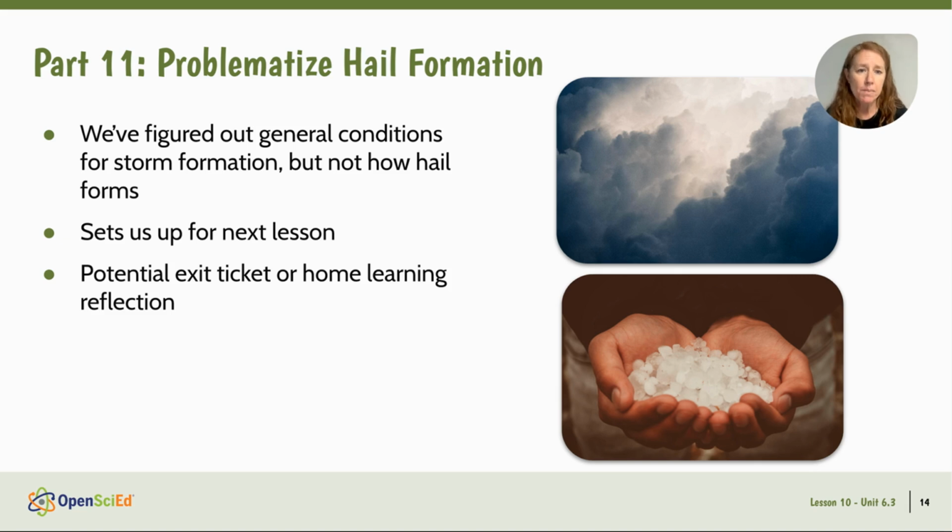A final key moment is at the end of this lesson on day 2. So we want students to reflect on what we still need to figure out, because we figured out a lot by this point. Now we know just the general conditions for a storm to form, but we don't know yet. We can't fully explain how those storm clouds get so tall, or why or how exactly hail forms. So we still have things we need to figure out.